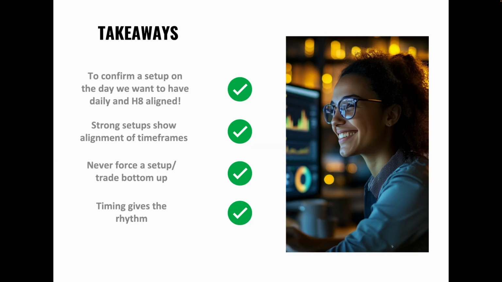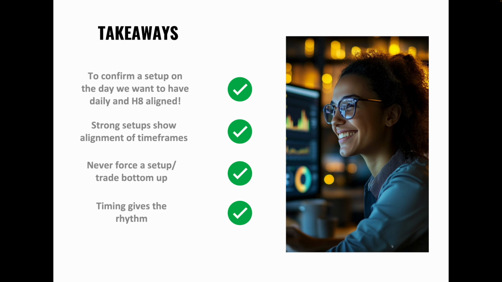Summary: what are the key takeaways of this video for you? To confirm a setup on the day, as we discussed here with our examples, you always want to have the daily and the 8H bias aligned. That's very important. That's the core of my system, and this keeps you out of a lot of trouble, out of counter trending, and you always have the basic bias aligned with your trade.